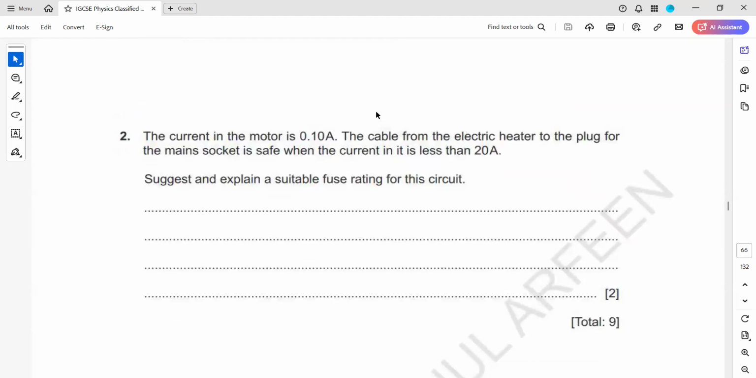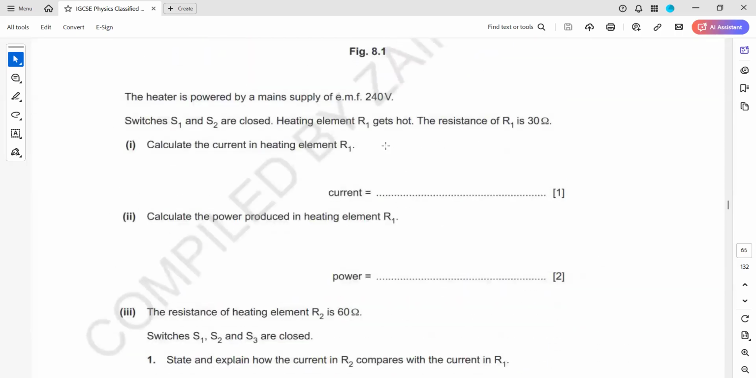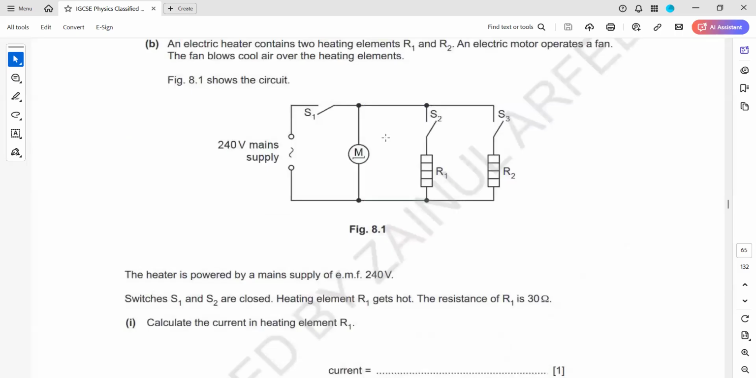The current in the motor is 0.1 ampere. The cable for the electrical heater to plug into the main socket is safe when the current is less than 20. Suggest and explain a suitable fuse rating. The current in the motor is 0.1. Look, the current here is 0.1. What was the current here? 8. What should be the current here?